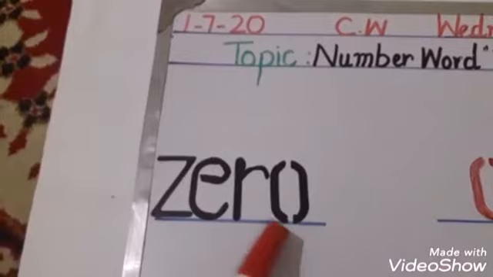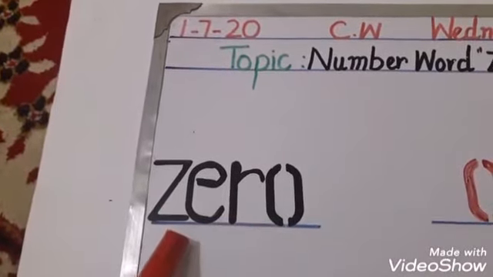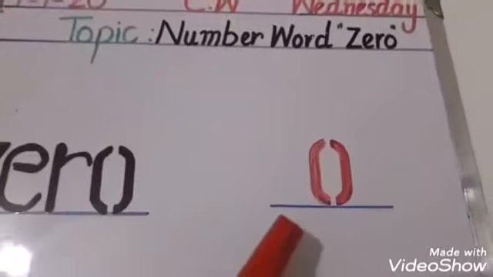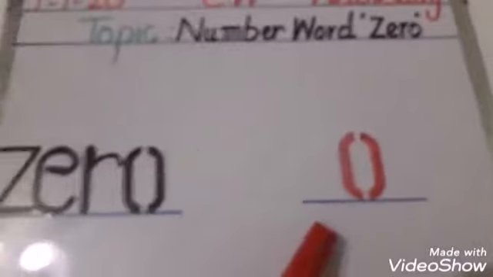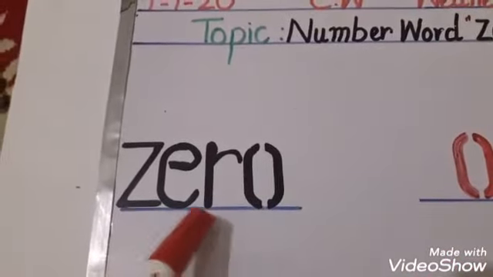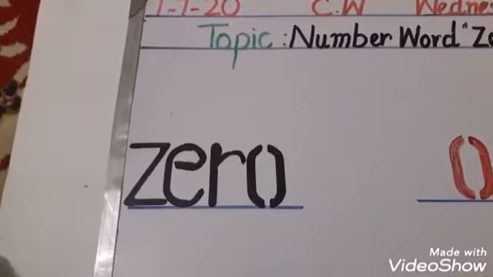Z-E-R-O. 0. We can write 0 in number. Okay, this is 0. Z-E-R-O. 0. So, dear students, we can also write it here.